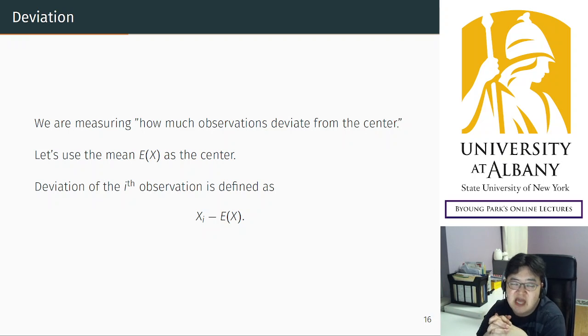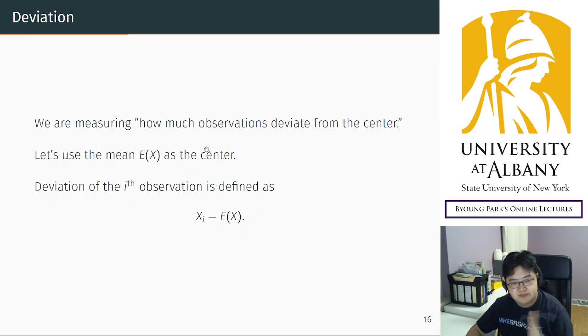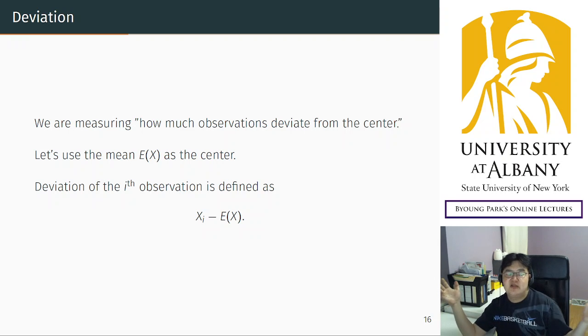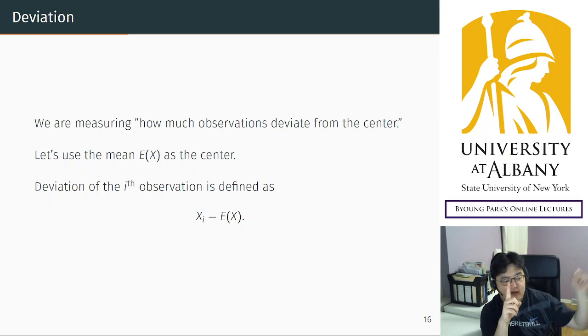So we are going to use that to define the measure. First, the mean. I'm going to denote the mean simply as the expected value of x, as the center. Then the deviation of the ith observation. Suppose there are n observations, say 100. There are 100 observations and there is one center, and for each observation you can measure the distance.